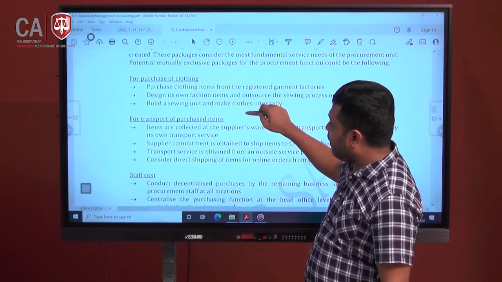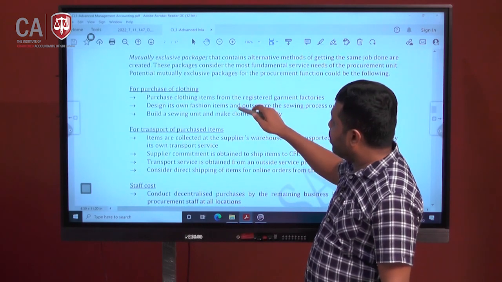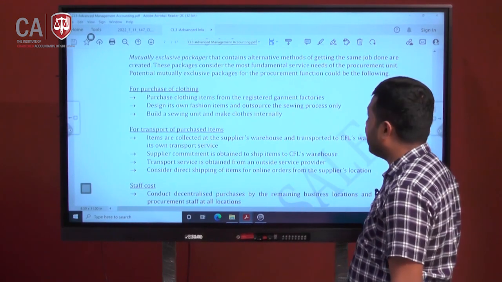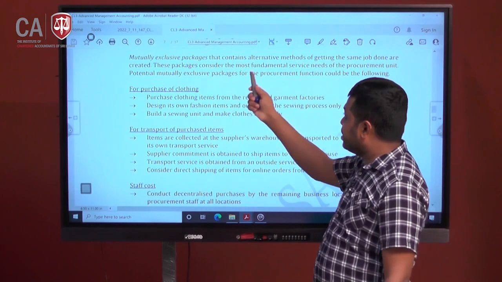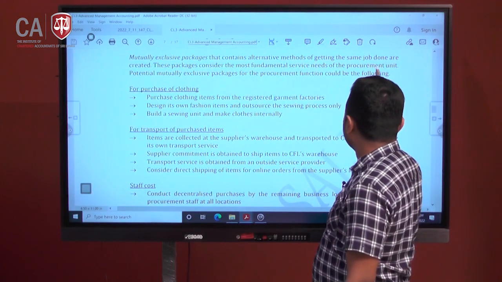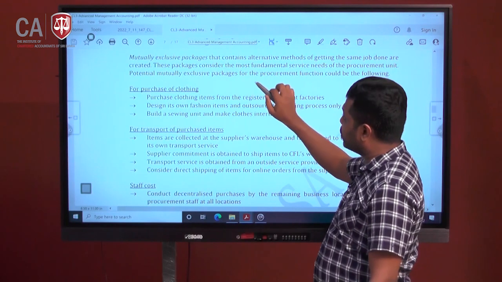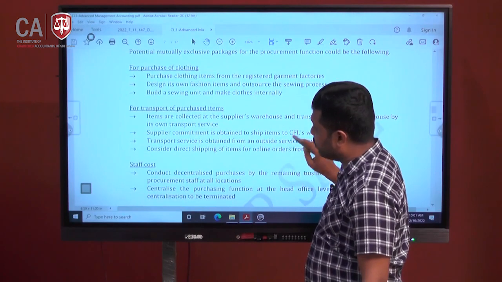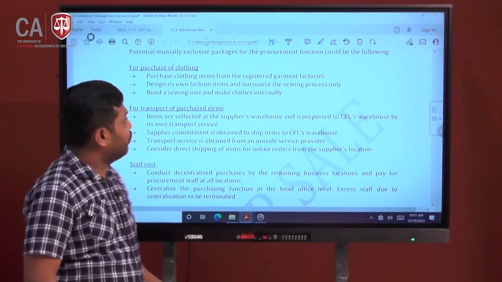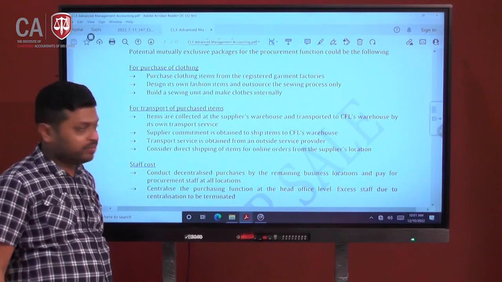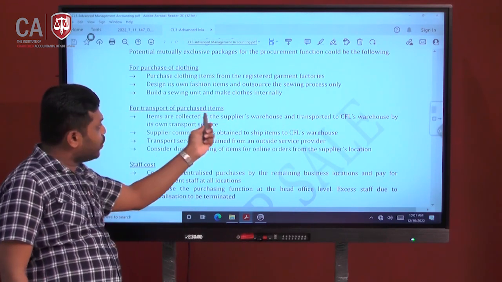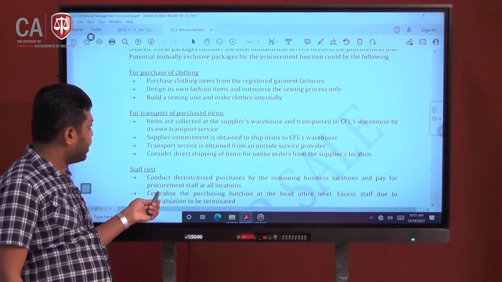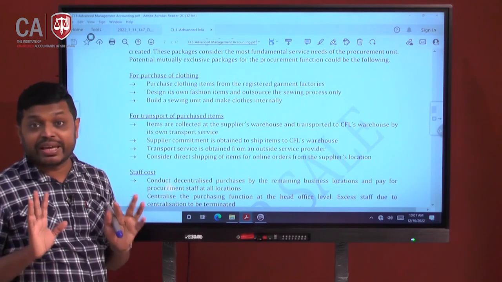Look at this: mutually exclusive packages that contain alternative methods of getting the same job done are created. These packages consider the most fundamental service needs of the procurement unit. Potentially mutually exclusive packages for the procurement function could be the following. Okay, there are 3 activities, or 3 decision packages. First activity is the purchase of clothing. Second activity is the transport of purchased items. Third one, the staff cost, right. Those 3 are the decision packages.